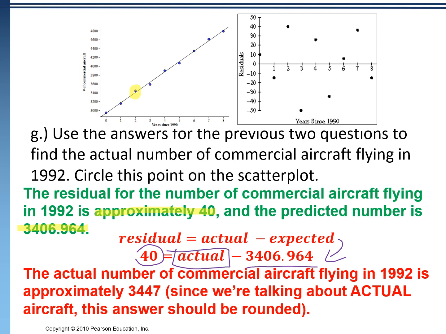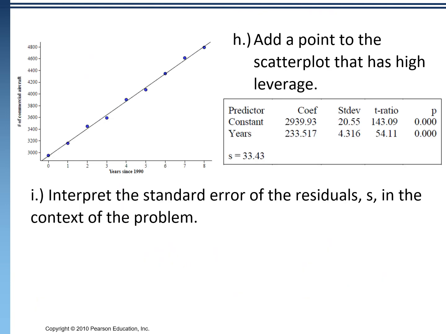Now, when we add this over, we get 3446.964. Since the actual number of aircraft would be like the real world number of aircraft, this number can't be a decimal. We would want to round this to the closest value, 3447, and that's because we're talking about actual aircraft. Part H, add a point to the scatter plot that has high leverage.